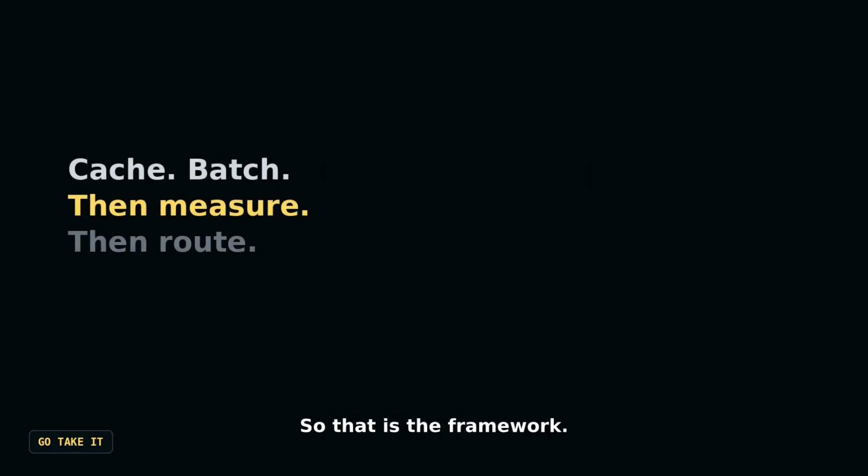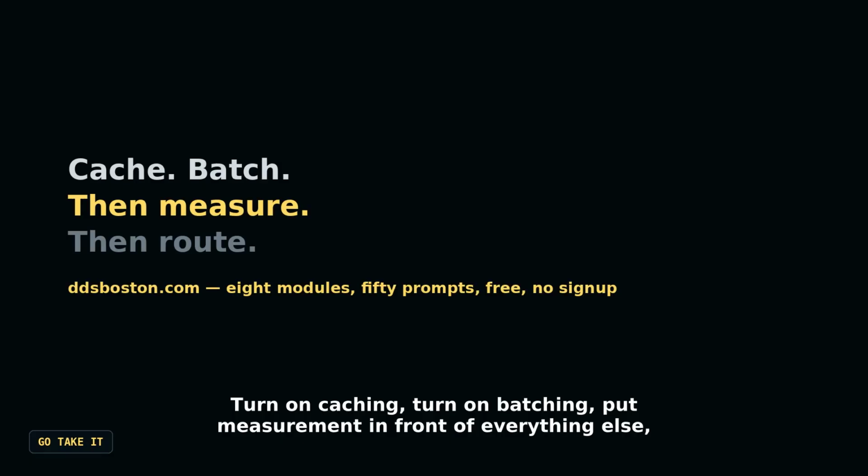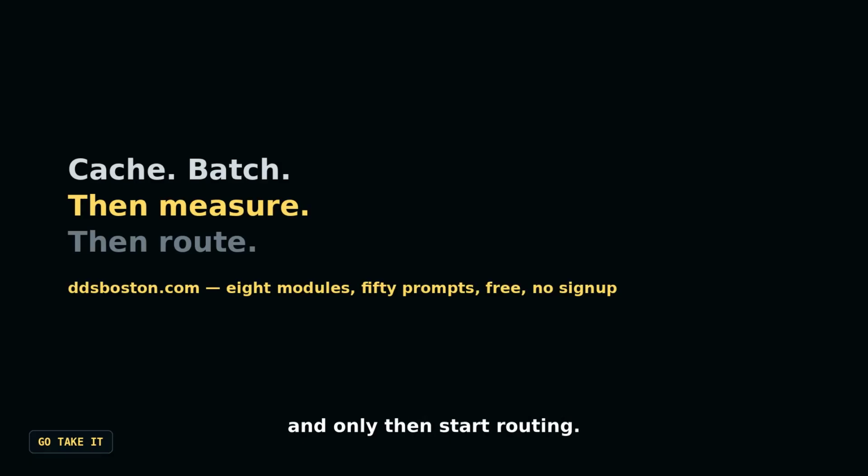So that is the framework. Turn on caching, turn on batching, put measurement in front of everything else, and only then start routing. Leave the $8 workloads alone.